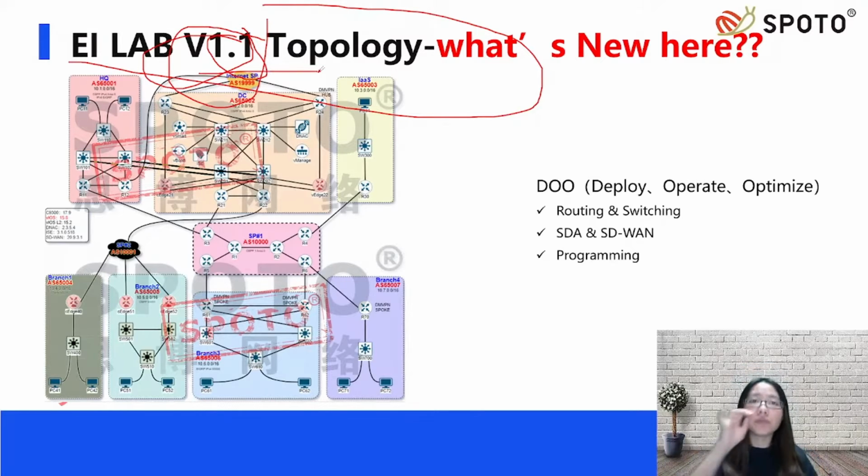Okay, so because I will introduce the CCIE version 1.1 detail about topology and requirement. So let me introduce it first. So you can see this is the topology of EI Lab version 1.1.